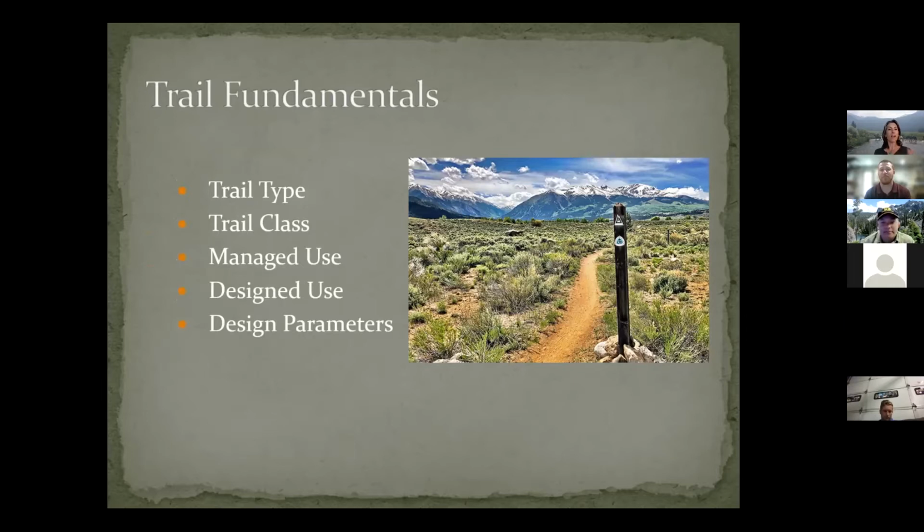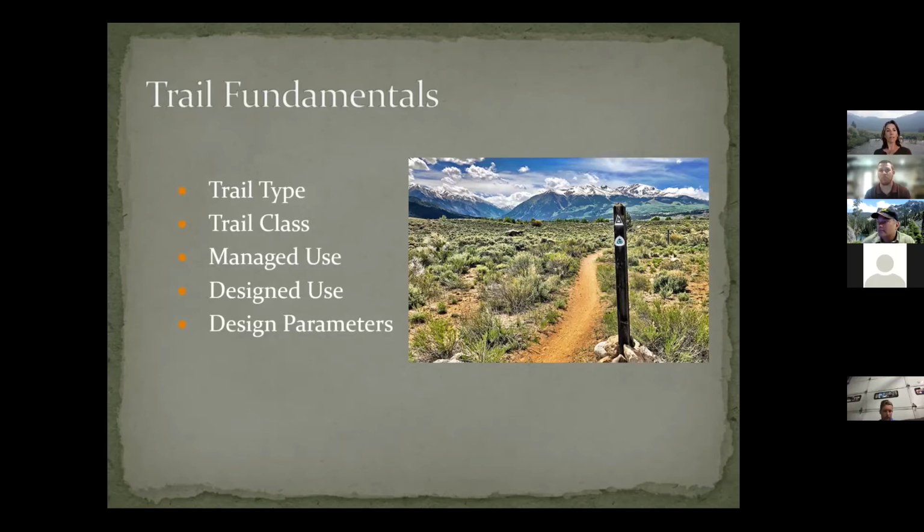Trail class, I have another slide on this, but essentially it's the scale of development of the trail. So trail class 1 would be the most primitive. Trail class 5 would be typically a hard asphalt trail for accessible access use.